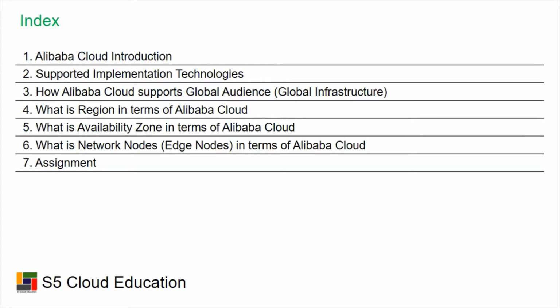The key topics for the video include: 1. Alibaba Cloud Introduction. 2. Supported implementation technologies. 3. How Alibaba Cloud supports a global audience, global infrastructure. 4. What is a region in terms of Alibaba Cloud? 5. What is an availability zone in terms of Alibaba Cloud? 6. What are network nodes, edge nodes, in terms of Alibaba Cloud? 7. Assignment.